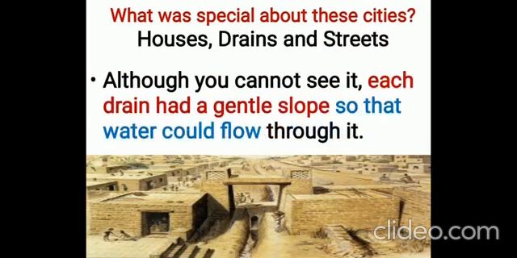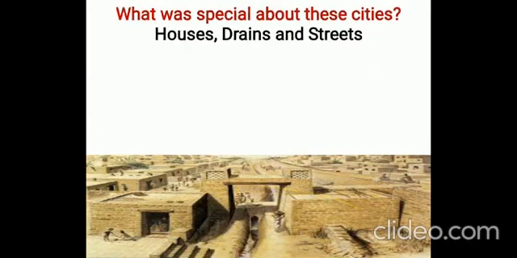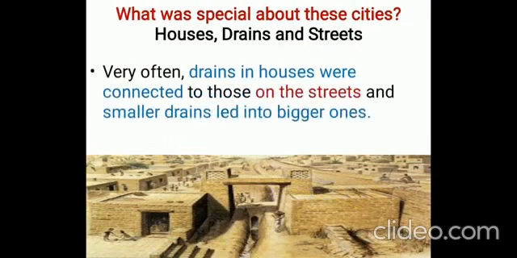Although you cannot see it, each drain had a gentle slope so that water could flow through it easily. Very often, drains in houses were connected to those on the streets, and smaller drains led into bigger ones. So, how did they build the drain system?